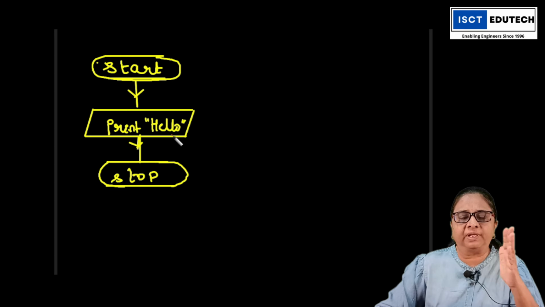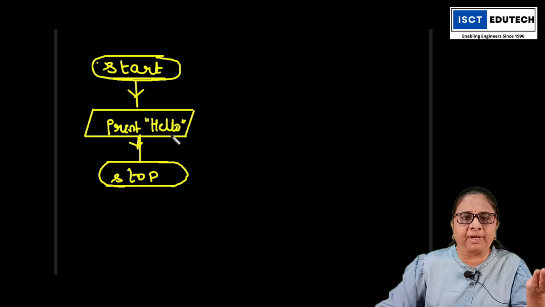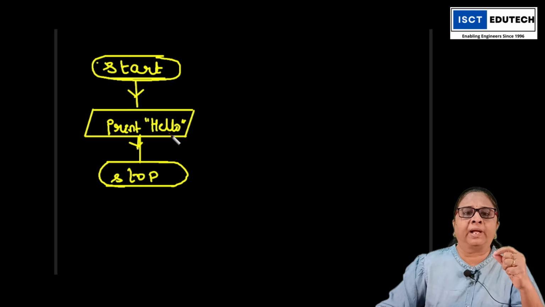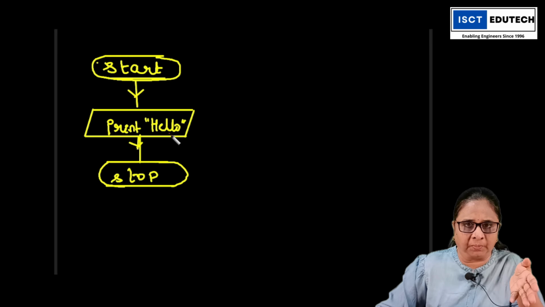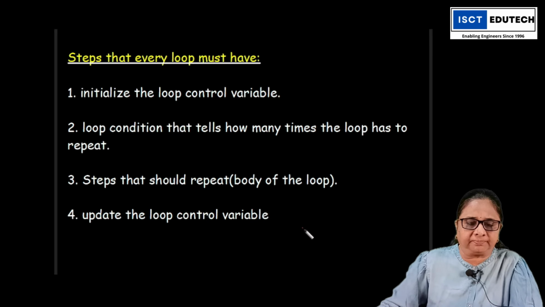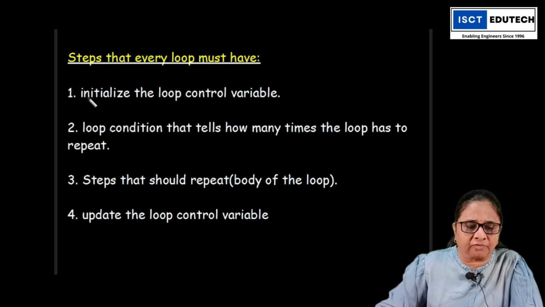Now, what if for some reason I want to print hello 100 times? In that case, you will not write the print hello statement 100 times. You're going to do it by taking the help of a loop. Now, when we want to write a loop, there are some major steps that you need to keep in mind. These are the 4 steps that every loop must have.